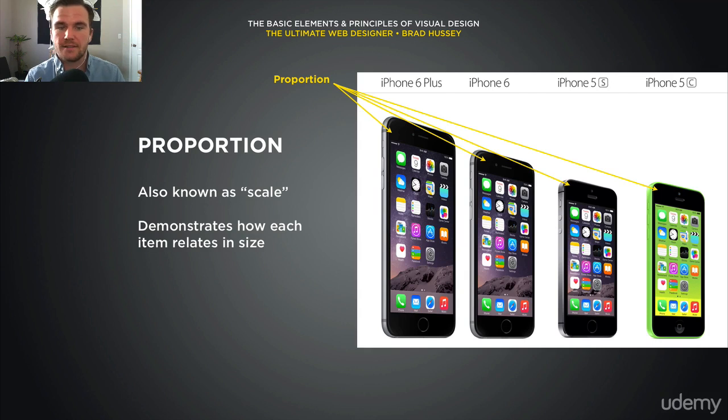Proportion is also known as scale and demonstrates how each item relates in size. Here with the Apple website, we have proportion with the 4 different varying iPhone models, from the iPhone 6 Plus, which is gigantic, versus the iPhone 5S, which looks puny in comparison.